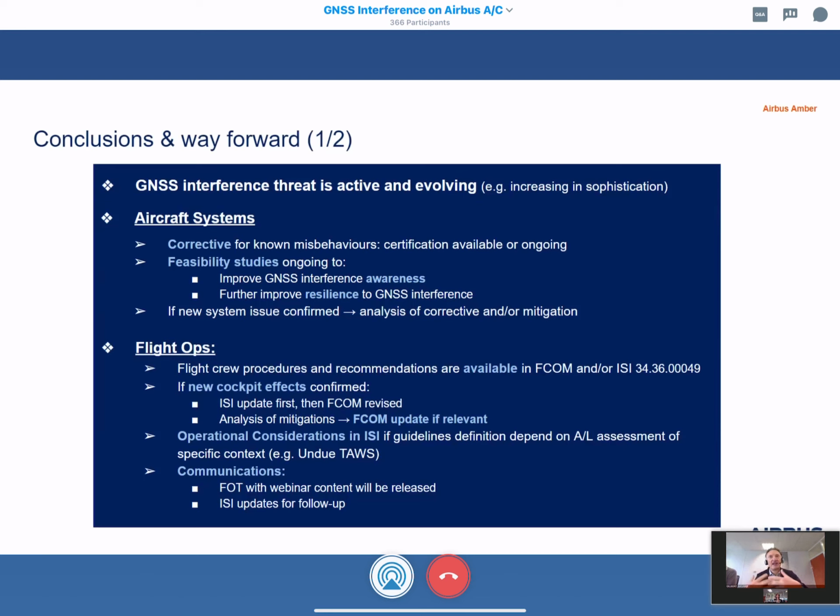We use the ISI first just to provide you with the information as soon as possible, and we do not depend on the FCOM revision cycle of your airline. So the ISI is to go fast, but our goal is also, when we consolidate any mitigations, any operational mitigations, any recommendations, or any procedure, it will be added in the FCOM PRO-SUP.